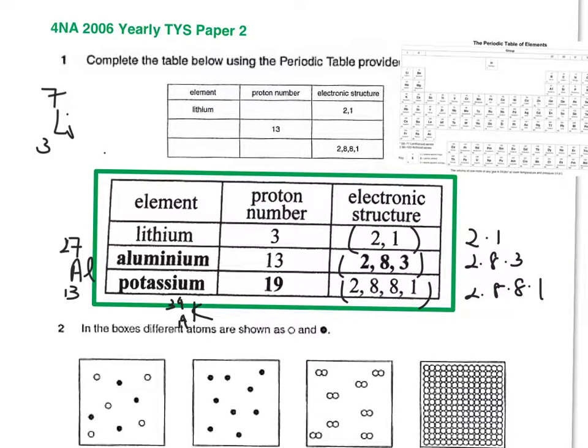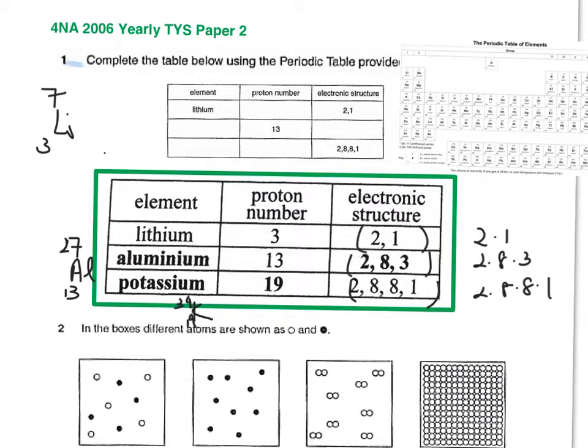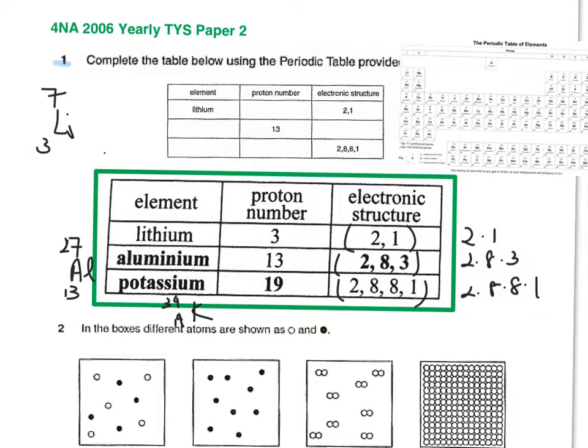Hello everyone, let's do year 2006, the main paper. Now, question 1. This is a giveaway question. They actually gave you a table asking you to complete it. You're given the element, proton number, and electronic structure.